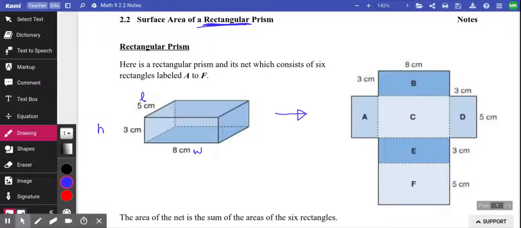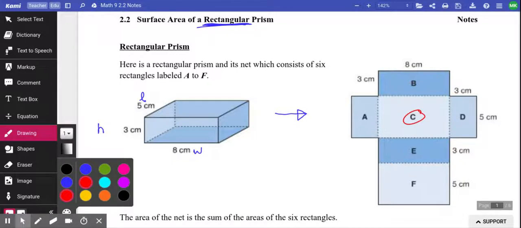The bottom of the net, they called C. That would be like this side down here, the bottom of the box, the floor of it. A and D are the 2 sides right here. This is D, this is A in the background.